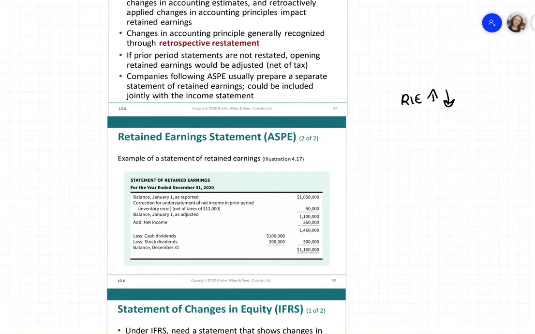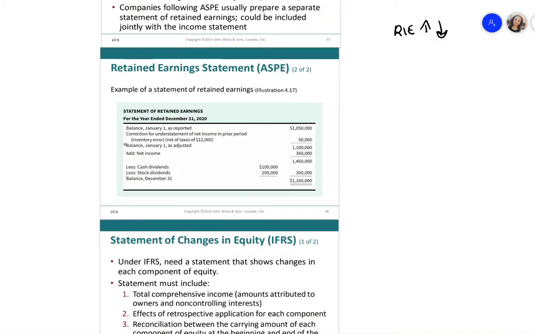Now, this is an example of a prior period adjustment. It shows the beginning balance on January 1st as reported. The ending of one year becomes the beginning of the next year. But we have a prior period adjustment, in this case an inventory adjustment. Sometimes the ending of one year becomes the beginning of the second year and they adjust themselves. If it's not adjusted and the books are closed, whatever the correction is will be net of taxes.